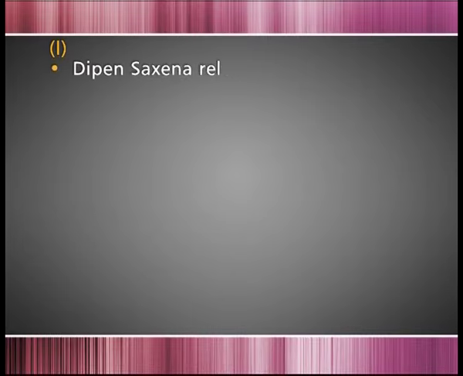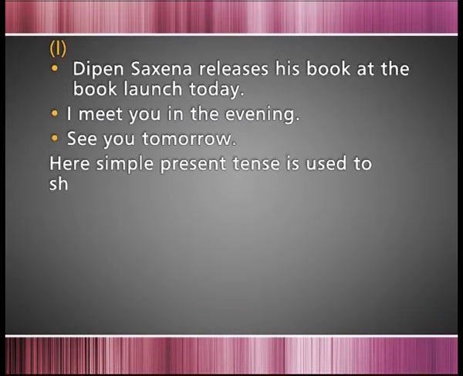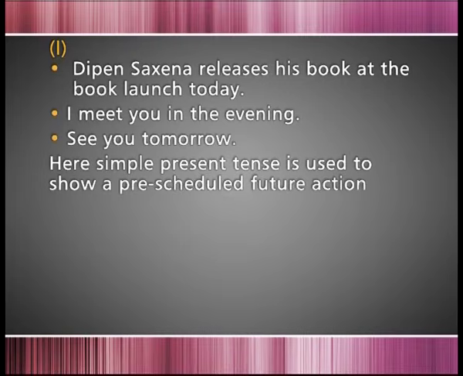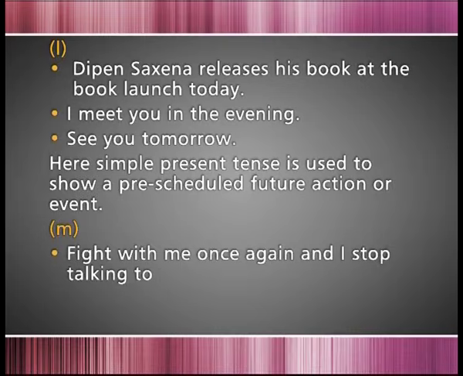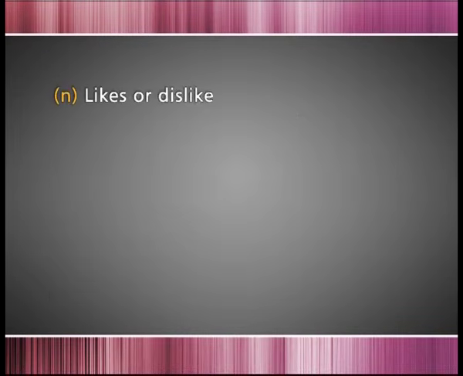L. The author Saxena releases his book at the book launch today. I meet you in the evening. See you tomorrow. Here simple present tense is used to show a pre-scheduled future action or event. M. Fight with me once again and I stop talking to you. Here simple present tense is used for a warning. N. Likes or dislikes.